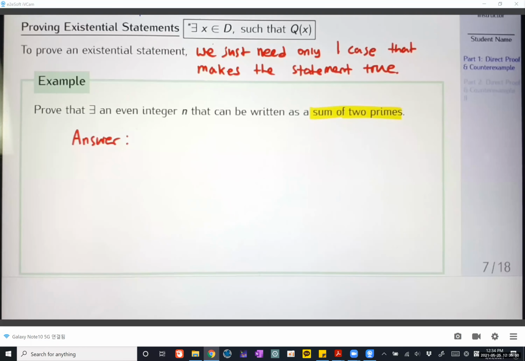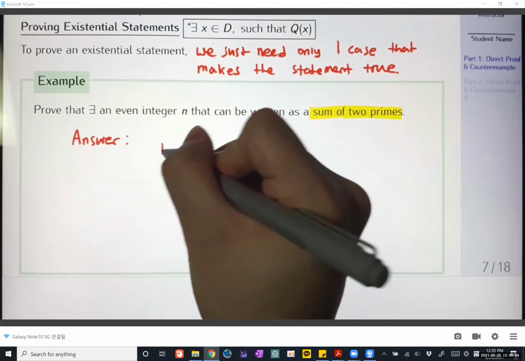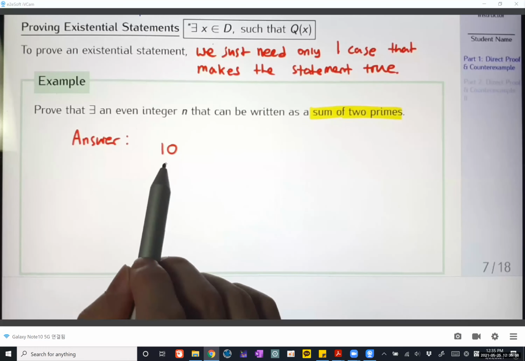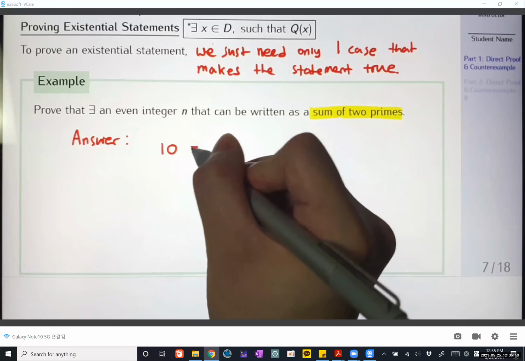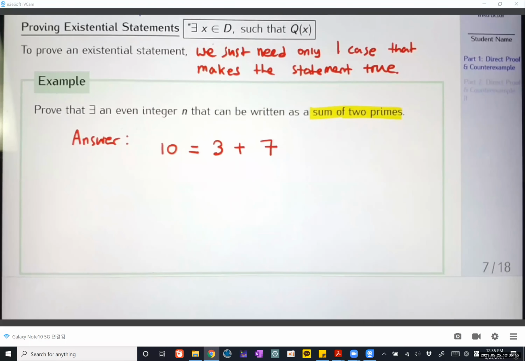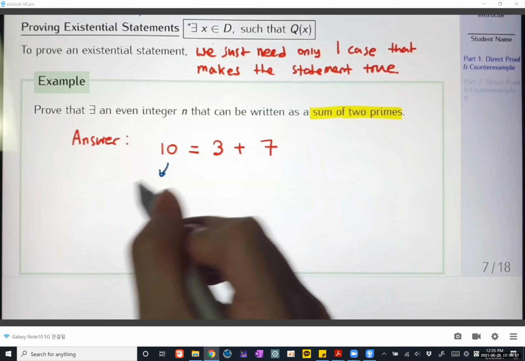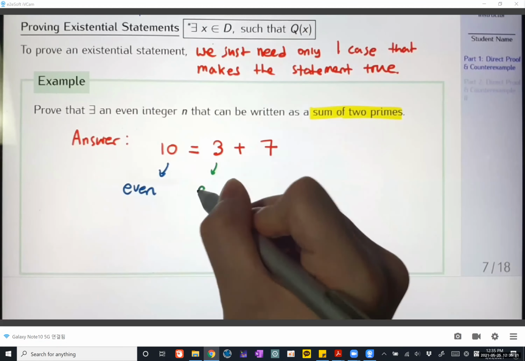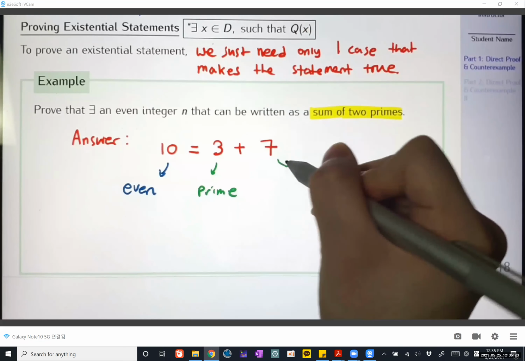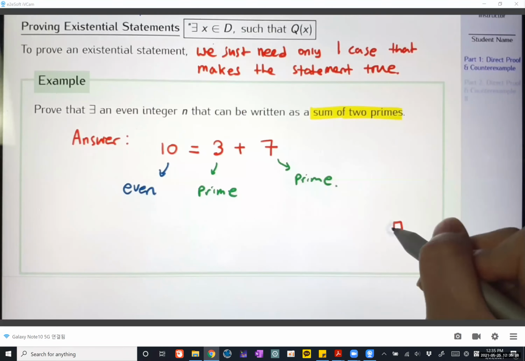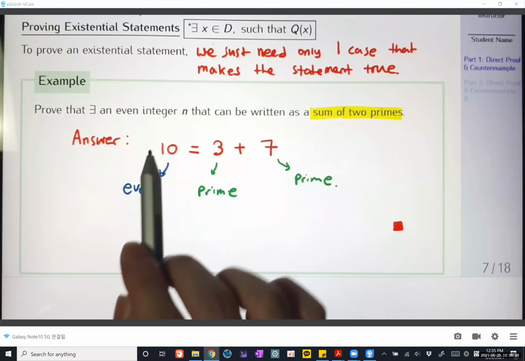The answer that comes into my mind right now is 10. You all agree that 10 is an even integer, and it can be written as the sum of 2 prime numbers, 3 and 7. And you know that 3 is a prime and 7 is a prime. So there you go. This is the proof of the existential statement.